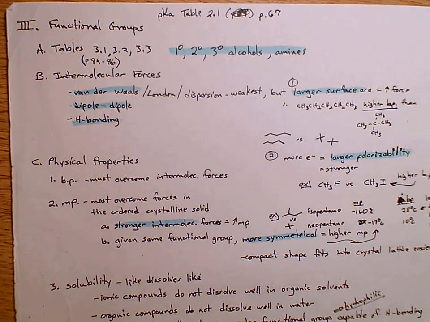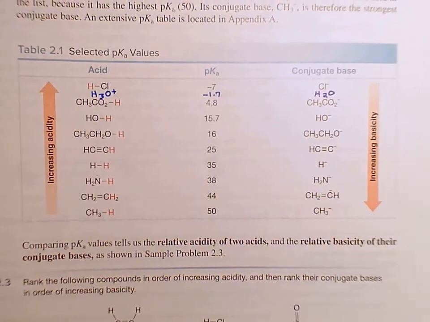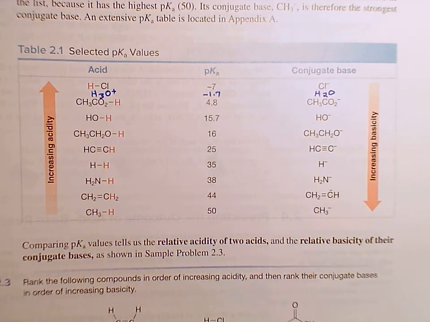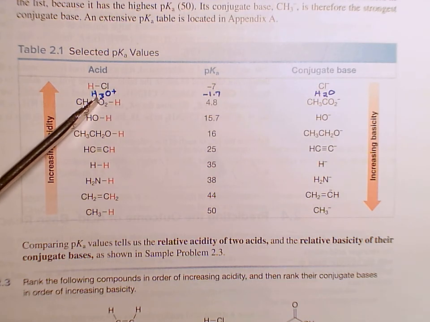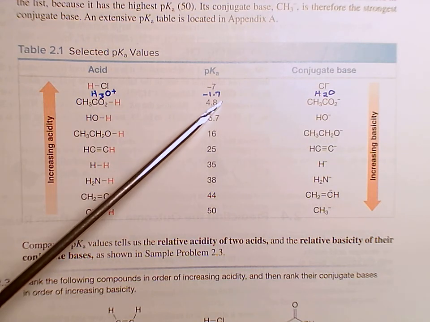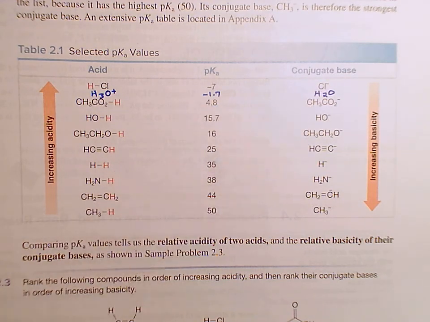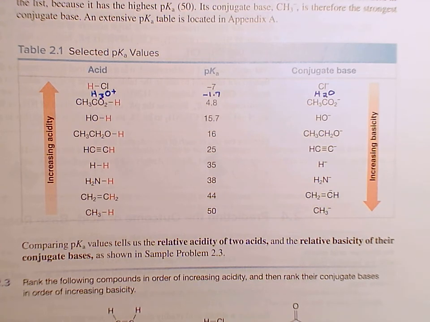Recall Kas and pKas from Gen Chem 2. This is just a table of Ka and pKa values here in your book, table 2.1. It is missing something, so you really do need to put in H3O plus here, between HCl and CH3CO2H. Put in H3O plus, has a pKa of negative 1.7. Conjugate base is H2O. I'll put that in there too. I think it's a glaring omission by your authors, although I can see why they didn't do it, but I think they were wrong in that decision.